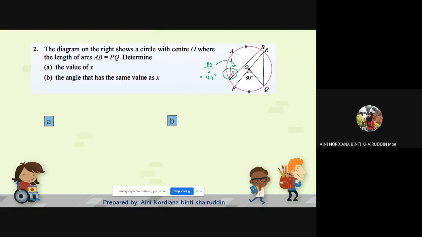Next, the same angle has the same value of x. So this angle has the same value as x, because here also is the angle at the circumference. Since this is a radius, the angle here also equals x. So you have two answers, which are ORQ and OQR. Both have the same value of angle.